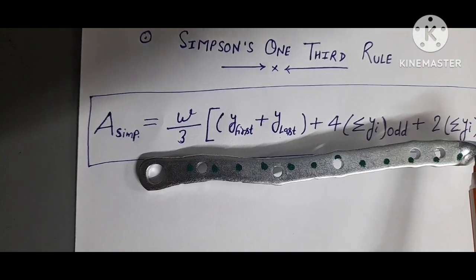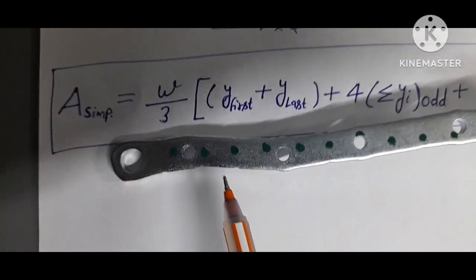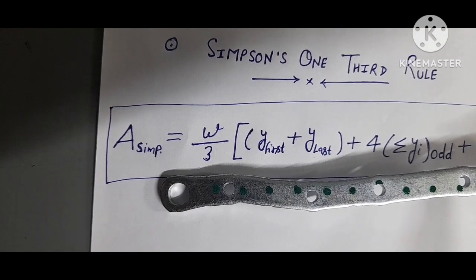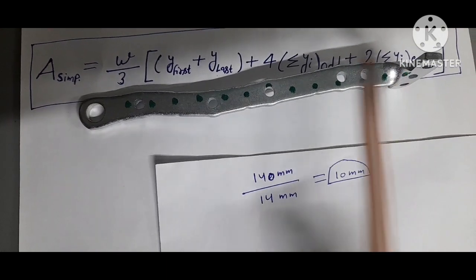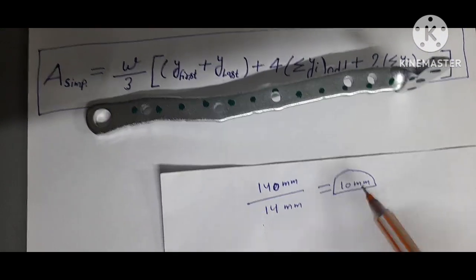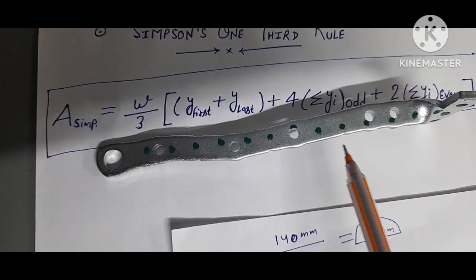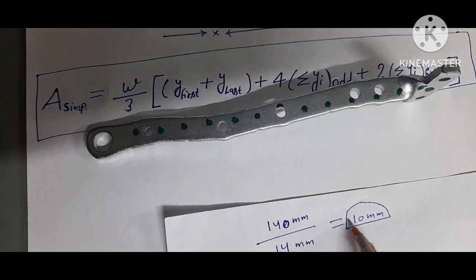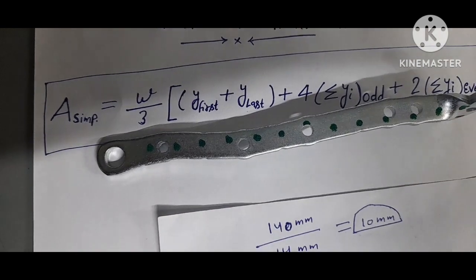Friends, from here to here the plate link length is 140 mm, and we divided this plate link into equal lengths by dividing by 14. By dividing 140 by 14 we got 10 mm. So each dotted line is equally spaced, 10 mm, 10 mm, 10 mm. So each dotted line is equally spaced at 10 mm. So we got that, now next.